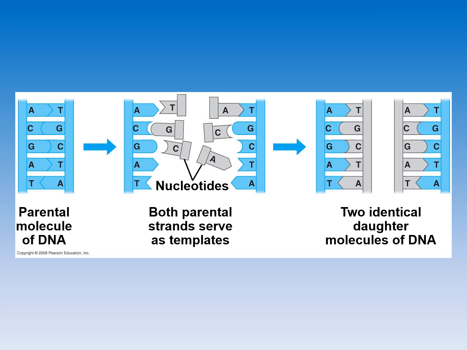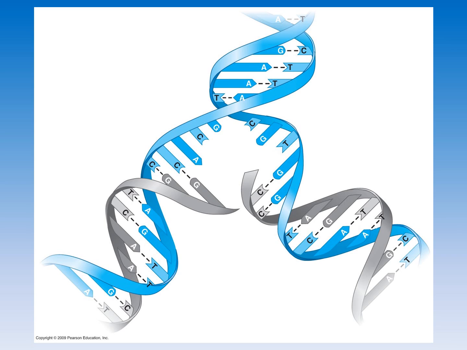And so what do you end up with? The blue is the original parent strand. The gray is the new daughter strand. So you end up with one original and one new. That's semi-conservative. And this is shown here just from a different viewpoint of how you can see the double helix. It has to unwind, and then you're making the new strands along with it.